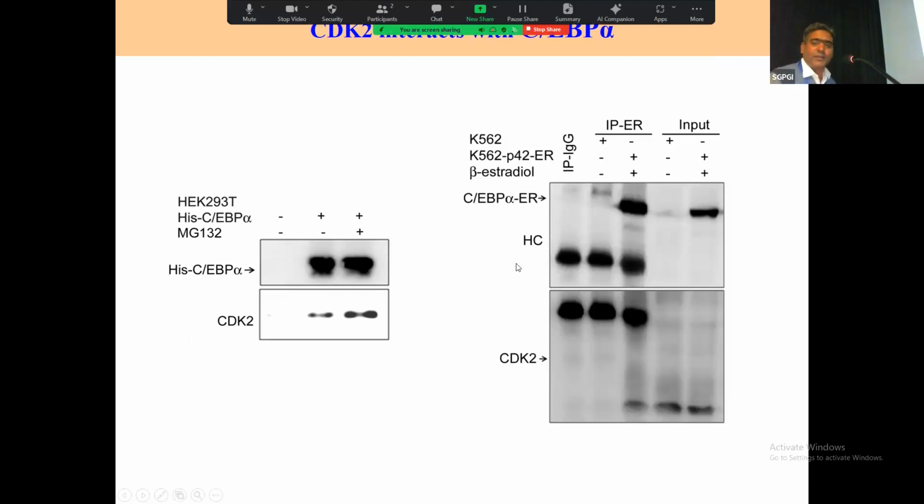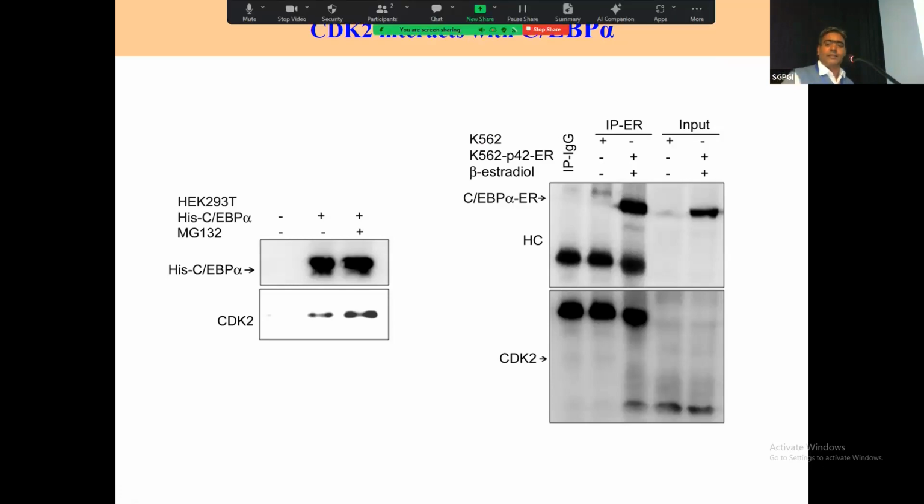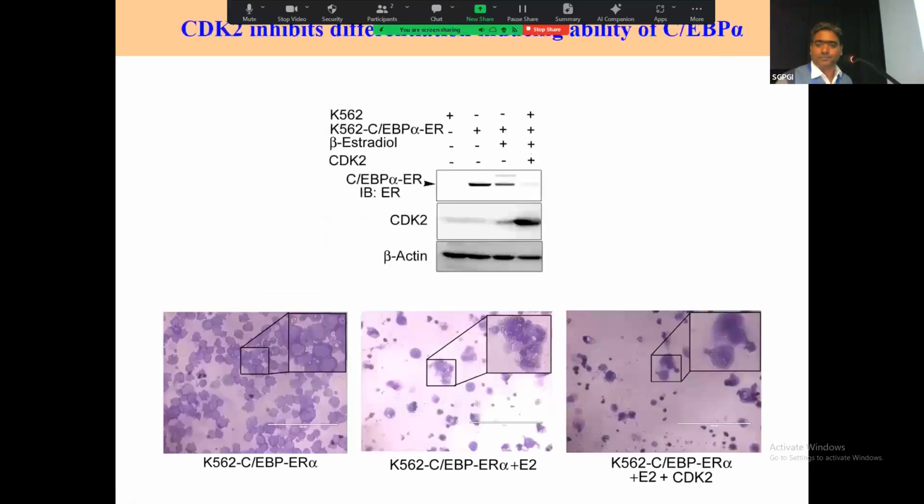We further confirm that they also interact at endogenous levels. Here we have used a cell line where we have inducibly expressed CBP alpha, and when you treat them with E2, the CBP alpha migrates to the nucleus. So we use that system, and here we showed that CBP alpha ER does interact with CDK2. So far we confirm that CDK2 interacts with CBP alpha and apparently affects its protein levels through ubiquitination.